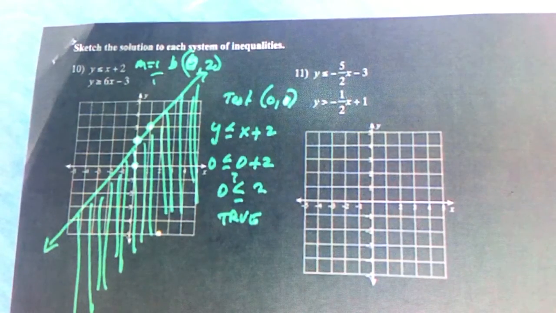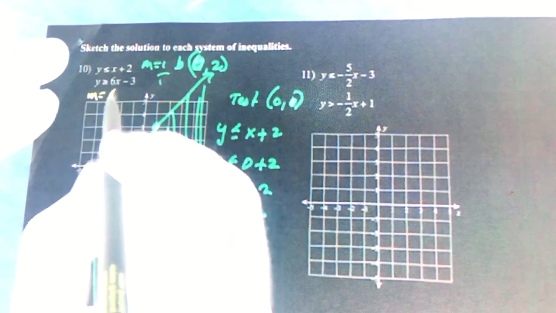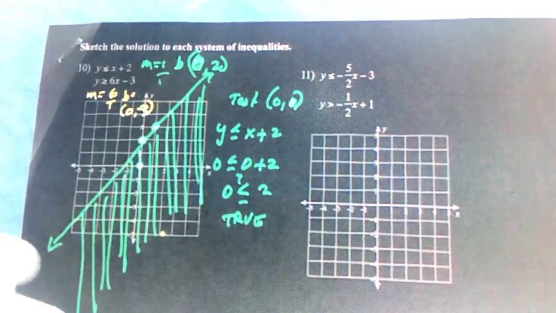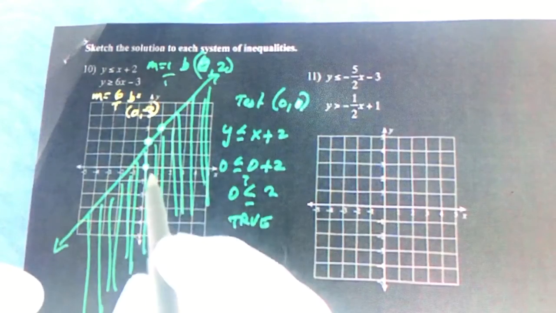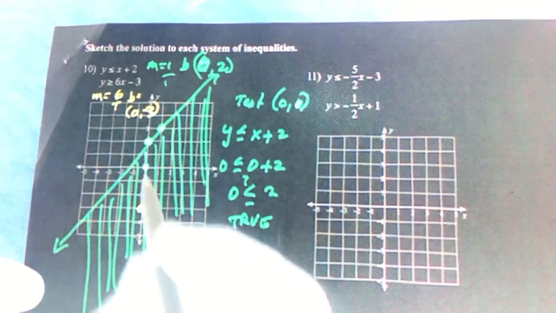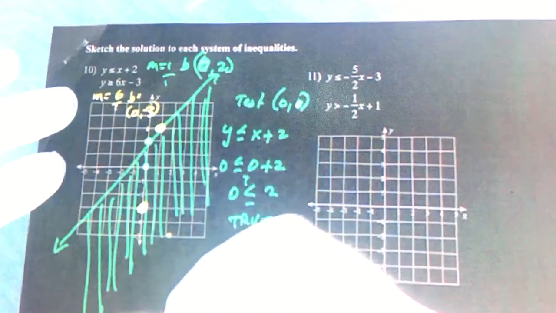So we're going to go ahead and do that. y is greater than or equal to 6x minus 3. m equals 6 over 1, and b is -3, so we have 0, -3. Let's go ahead and graph that: 0, -3. Then we're going to go up 6, 1, 2, 3, 4, 5, 6, and then over 1 right there. And these are our 2 points. We're going to graph a solid line because it's greater than or equal to.